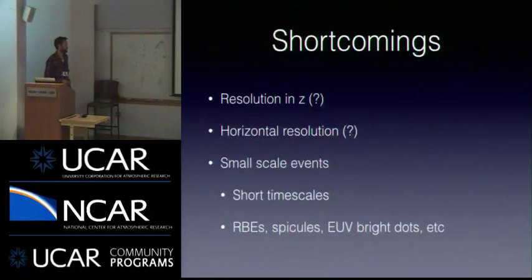Since the resolution is marginal, then what happens at the same time is that we don't get small-scale events, and that also means that short timescales are usually not well represented. These two usually have something to do with each other. If it happens on small scales, it also can often happen on short timescales. And that means that if you want to look after something like spicules, EUV bright dots, RBEs, RREs, and whatever, it's difficult.